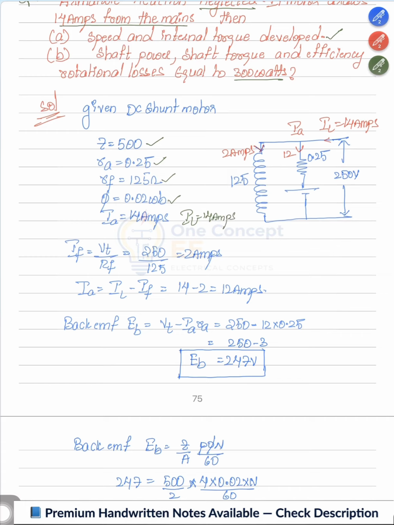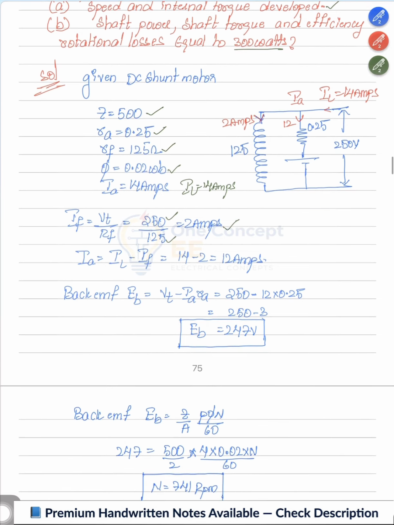Let's find the field current. IF equal to VT by RF. VT is the terminal voltage of 250 volts and RF field winding resistance of 125 ohm. The field current is 2 amps. The armature current IA equal to IL minus IF. IL means the load current drawn from the supply. It is 14 minus 2. IA equal to 12 amps.